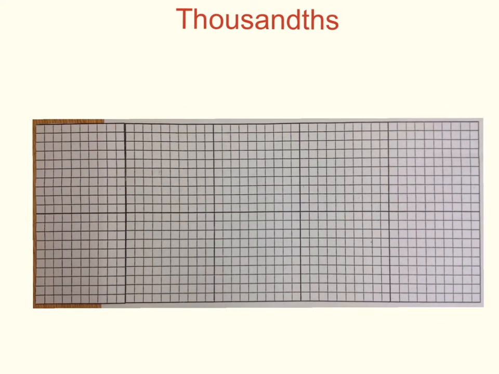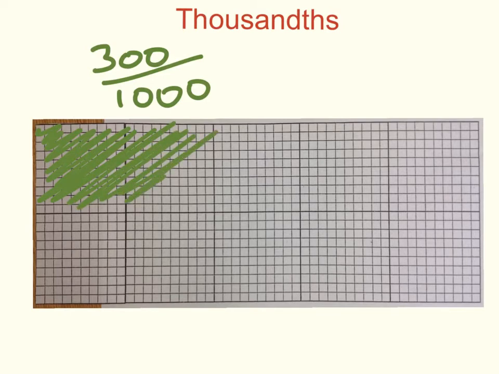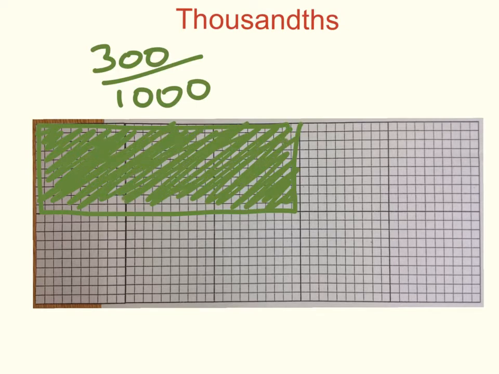If I asked you to show me 300 thousandths on this grid, or to shade in 300 thousandths, you would have to shade in 300 of these squares. Now I'm going to do it kind of fast. You'll hopefully go much slower and be much more neat than I am. But I'm essentially shading in 300 squares by shading in three hundredths grids. So that shows 300 thousandths that I've shaded in.